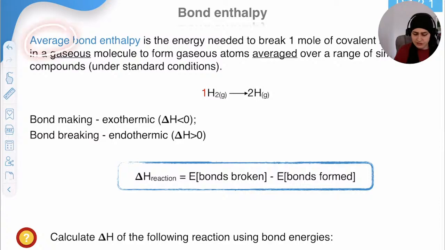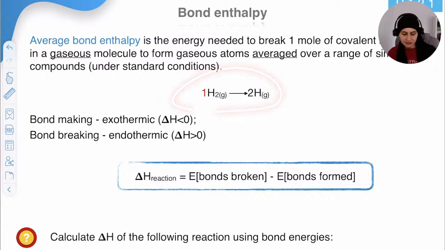And since it's averaged over a range of similar compounds, for example, if it's a C-H bond, it could have been averaged over methane, ethane, propane, and so on. So these are not the precise values as we would see is the case with enthalpy change of formation and combustion. These values are averaged. And actually, this is not the best example, but I'll explain on this one and then say why it's not the best example.